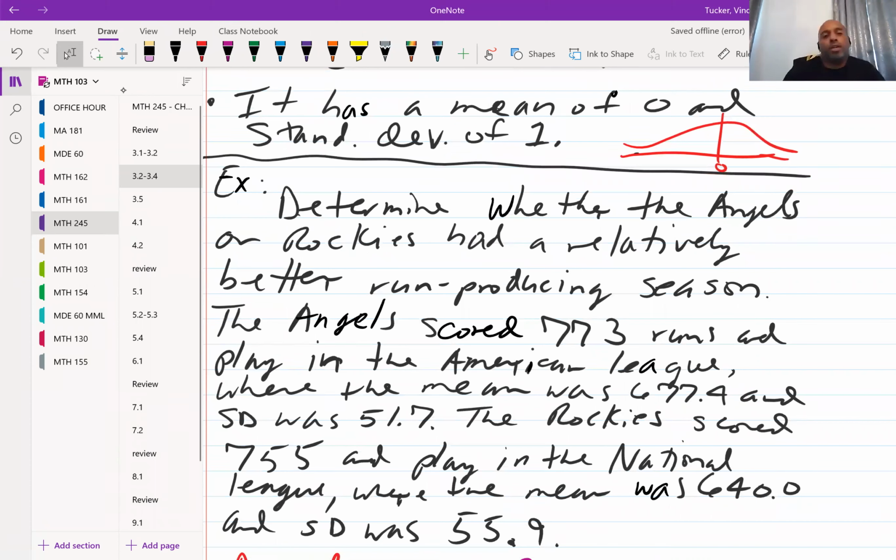So this first example says determine whether the Angels or Rockies had a relatively better run producing season. The Angels scored 773 runs and played in the American League, where the mean was 677.4 and standard deviation was 51.7. The Rockies scored 755 runs and played in the National League, where the mean was 640 and standard deviation 55.9. Try to write some of this better. I must have been rushing, or I might have just been getting used to writing on this board.